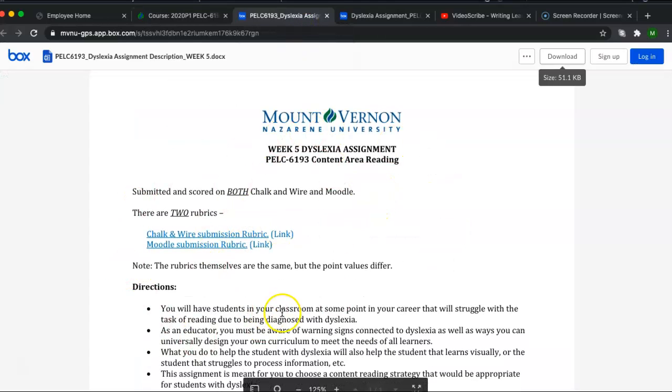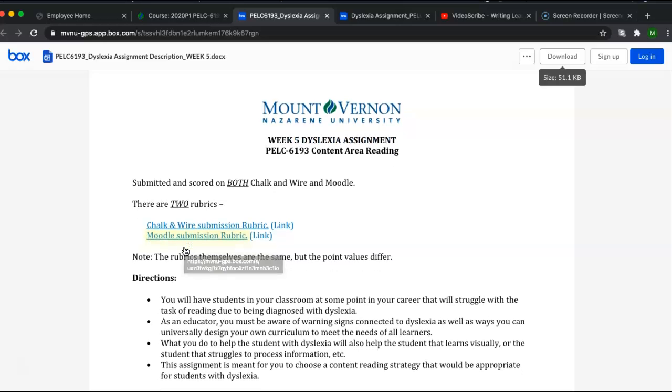On your direction sheet, which is in box under Student Resources, here are the two rubrics. One is for Chalk and Wire and one is for Moodle. They're the same, it's just point differences. So please look at that before you submit your dyslexia plan.